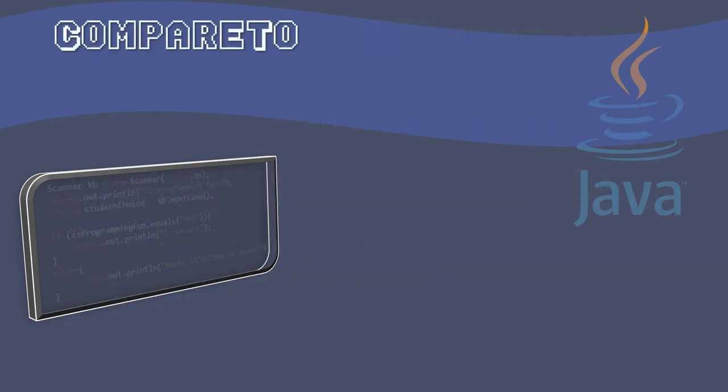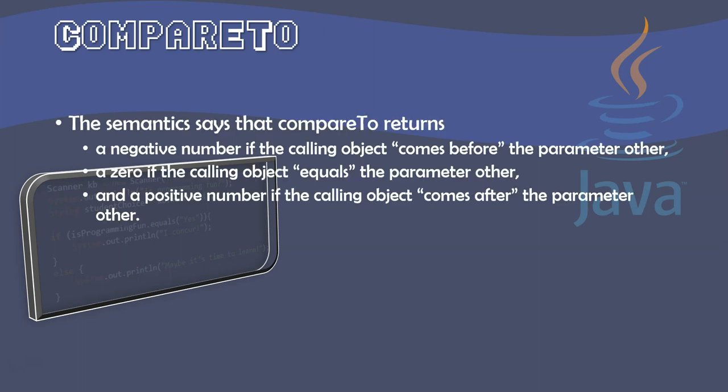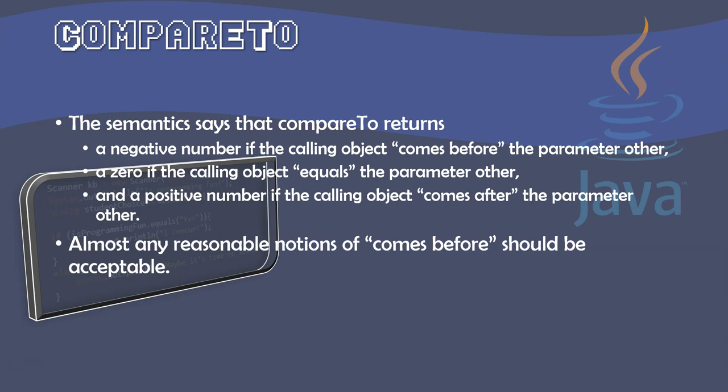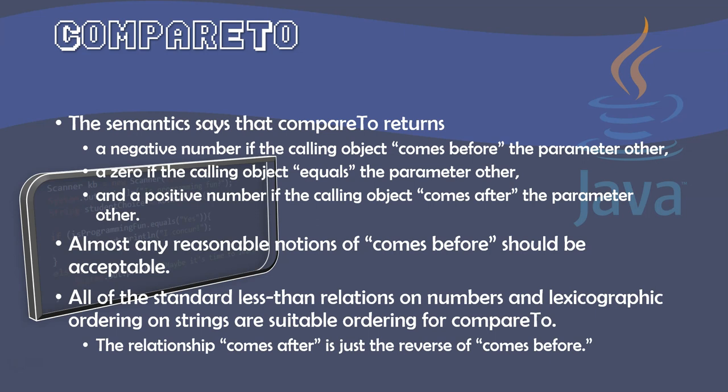So let's look at that compareTo method. The semantics simply say what compareTo returns. It's either going to return the following. First, you'll have a negative number if the calling object comes before the parameter other. It will return 0 if the calling object equals the parameter other. And it will return a positive number if the calling object comes after the parameter. Almost any reasonable notion of comes before should be acceptable. All of the standard less than relationships on numbers and lexicographic orderings on strings are also suitable for ordering for compareTo. And the relationship comes after is, if you think about it, just the reverse of comes before.